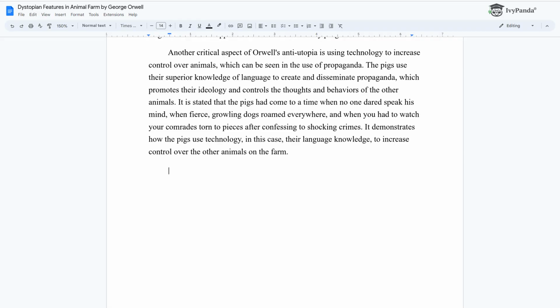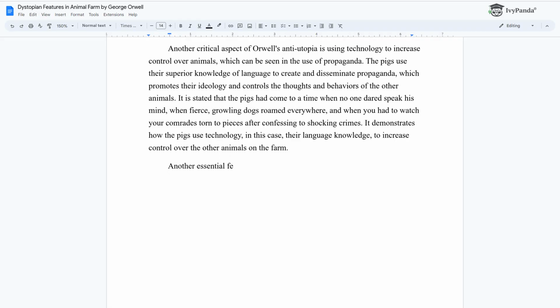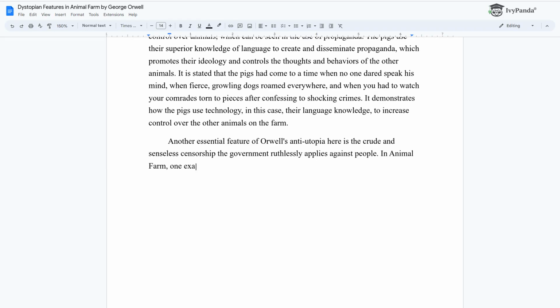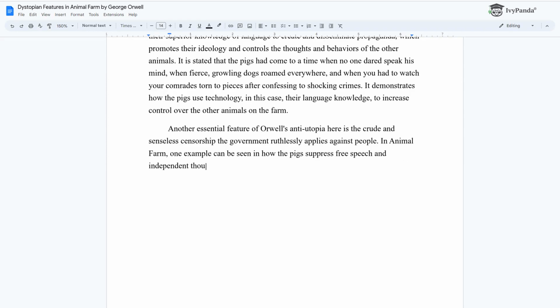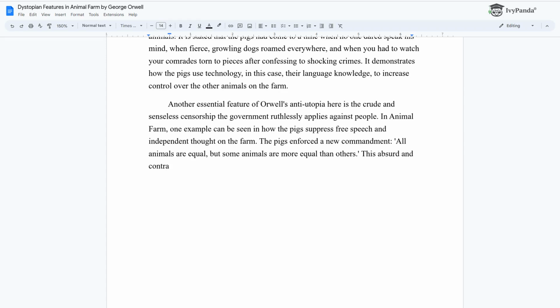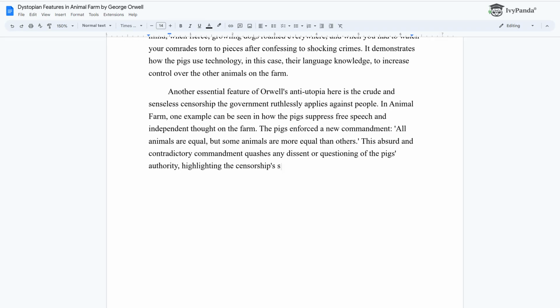Another essential feature of Orwell's anti-utopia here is the crude and senseless censorship the government ruthlessly applies against people. In Animal Farm, one example can be seen in how the pigs suppress free speech and independent thought on the farm. The pigs enforced a new commandment: all animals are equal, but some animals are more equal than others. This absurd and contradictory commandment quashes any dissent or questioning of the pigs' authority, highlighting the censorship's senseless nature.